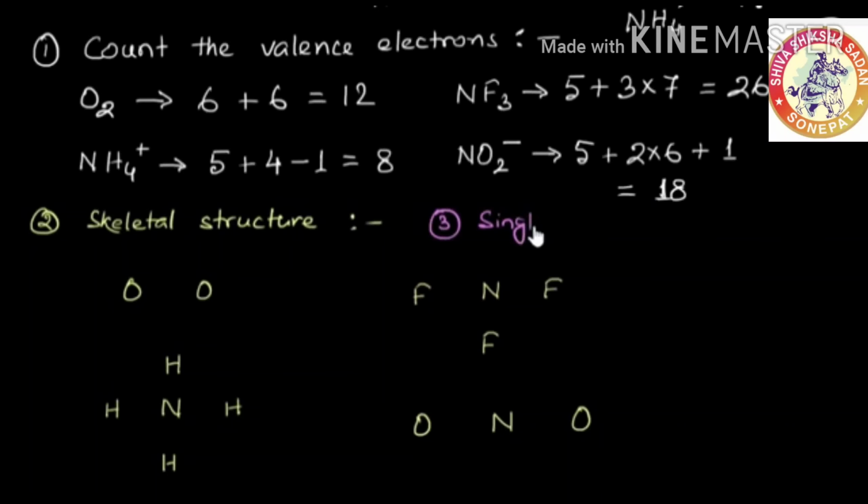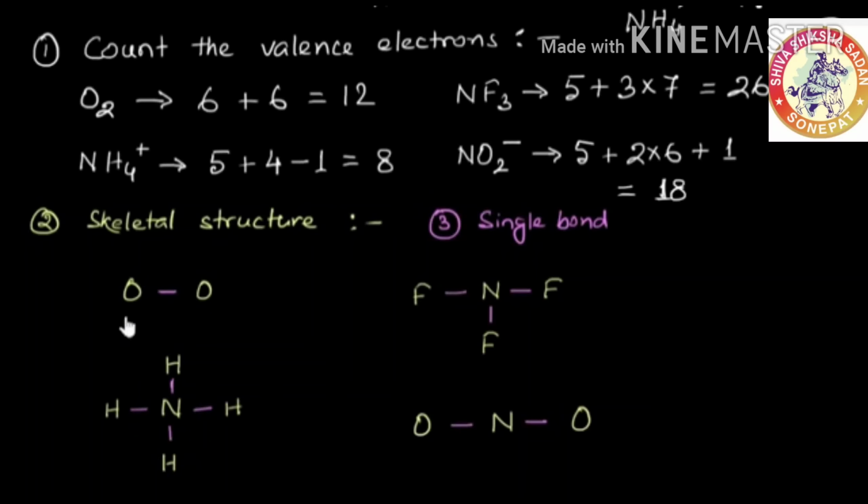Third rule is to put a single bond between the central atom and the surrounding atoms. First of all, we have to draw the single bond. Single bond represents 2 electrons. Draw the single bond in all the molecules. This is our third rule.